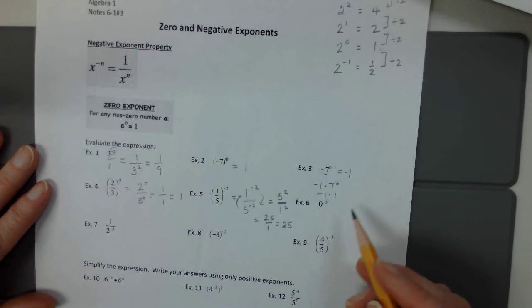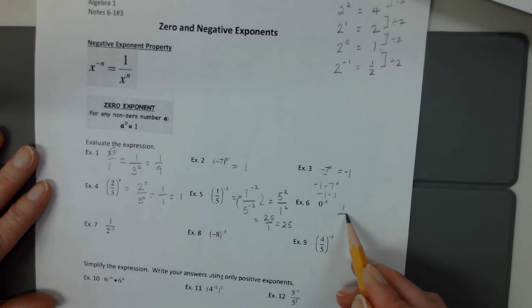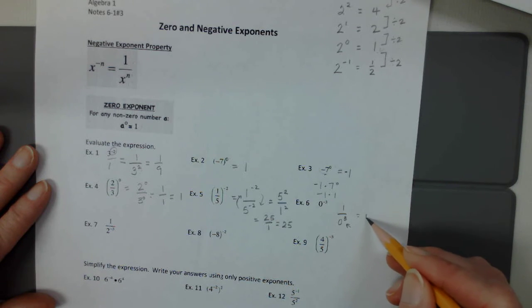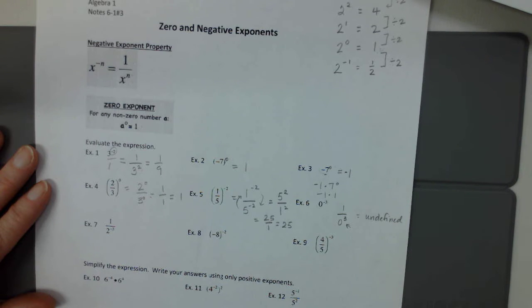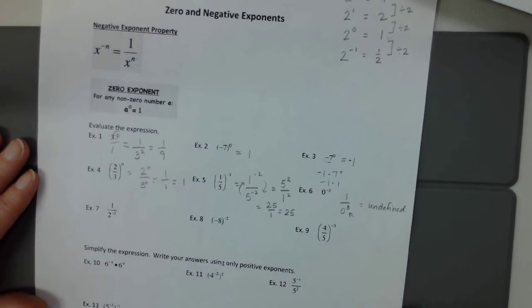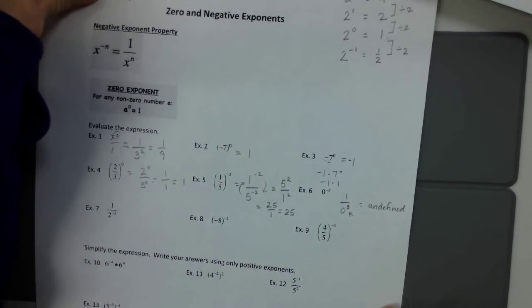Okay, 0 to the negative third power: 1 over 0 to the positive third. Well, we can't have 0 in the bottom of a fraction. That is undefined. Okay, so we can't do that one. If you did that with your calculator, you would get an error message.